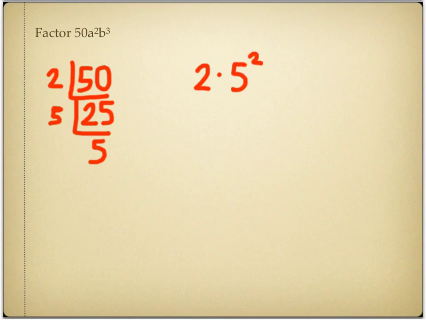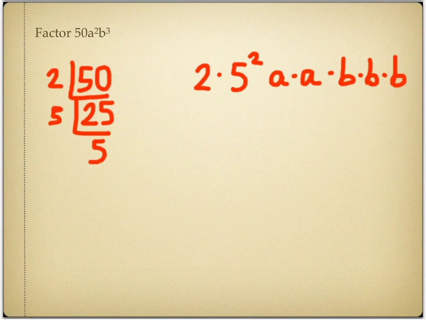Now when we have the variables like that though, all I do is really just split those out. A squared I would write like that, and b to the third I would write like this. So that's how I would factor that particular monomial.